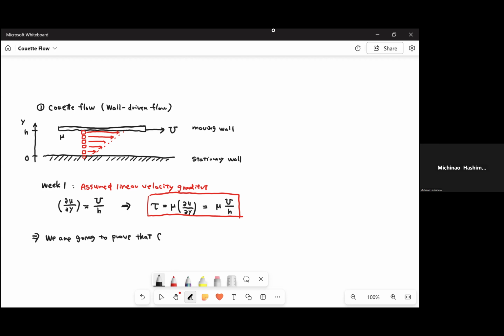That the Couette flow indeed has the linear velocity gradient. By the end of this discussion, we are able to prove the actual velocity profile of the Couette flow. Okay, so let's carry on.